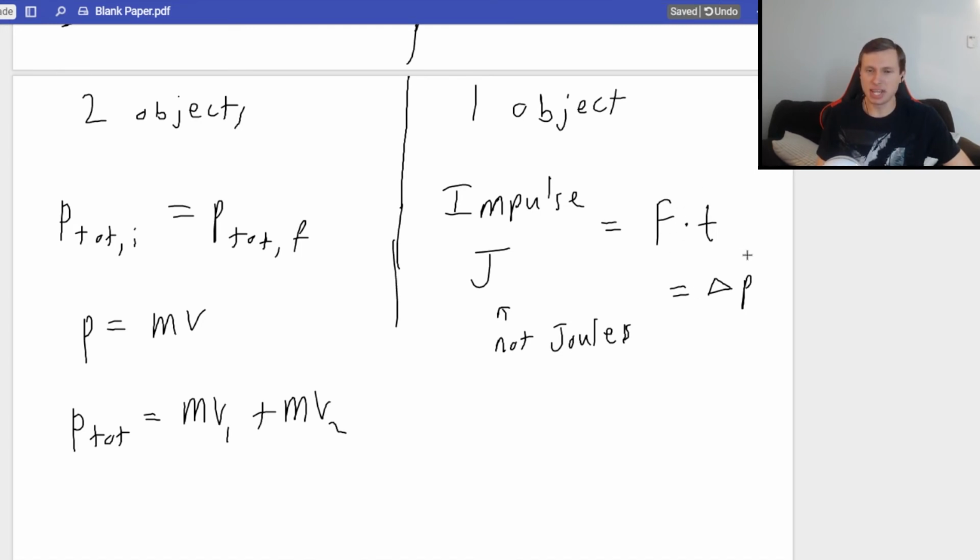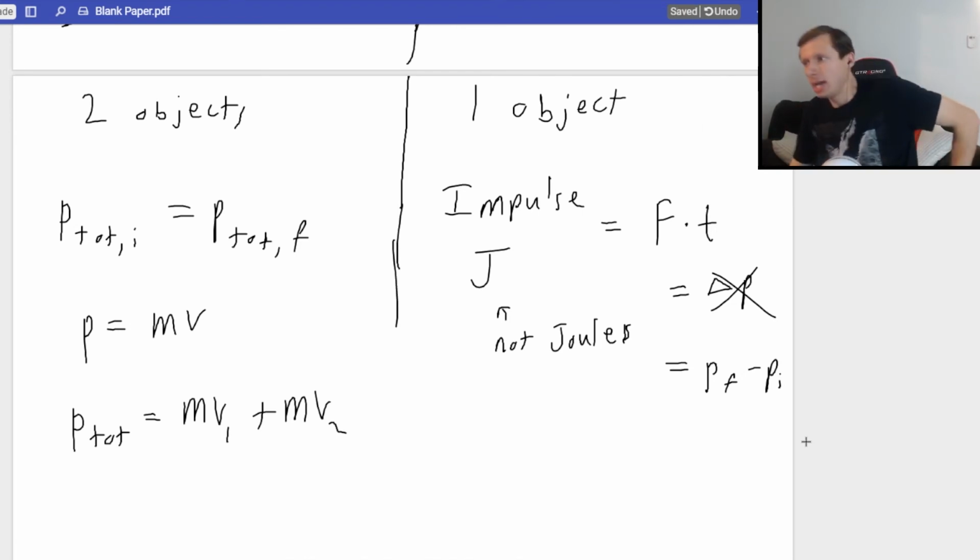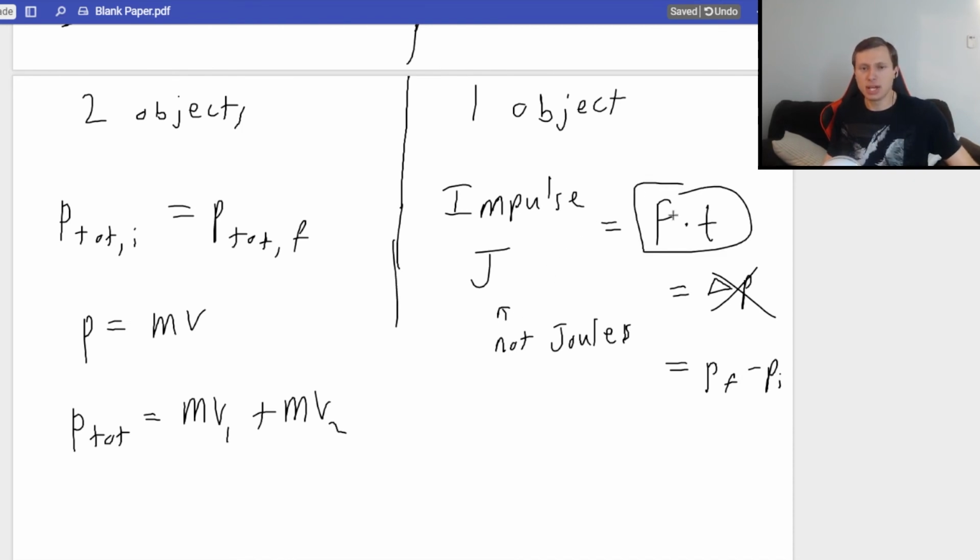However, I'm going to say this. I hate delta notation, so I'm actually going to rewrite delta P as P final minus P initial, because, well, to me that makes more sense. And now the question becomes, well, which equation am I going to use on the test? Am I going to use force times time, or am I going to use PF minus PI?